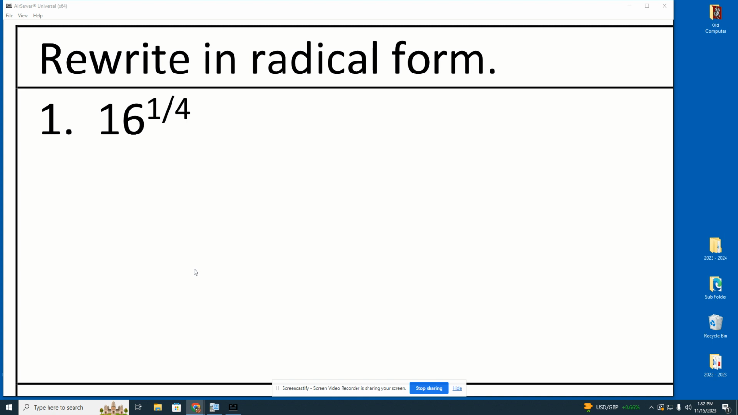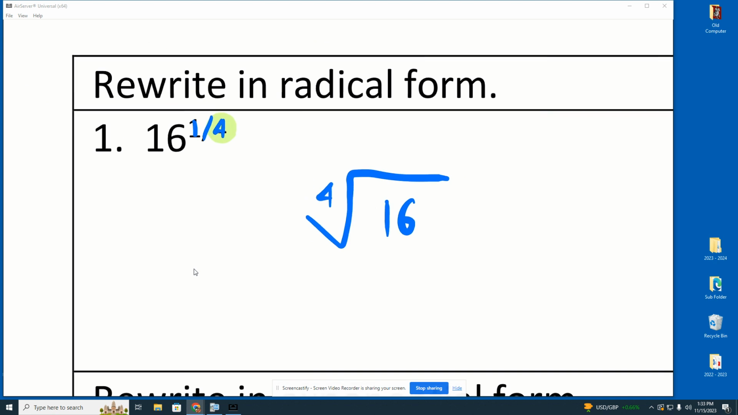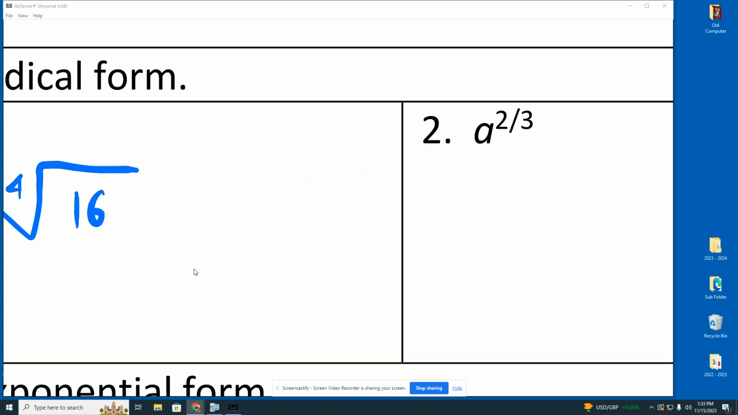Remember the deal. These are rational exponents, or what we say fractional exponents. Fractional means rational. Rational can always be rewritten as a radical, and the key is the root. Remember, the denominator of that fractional exponent is your root. So I could rewrite this as the fourth root of 16, technically to the first, but you don't need that to the first. So there it is, fourth root of 16.